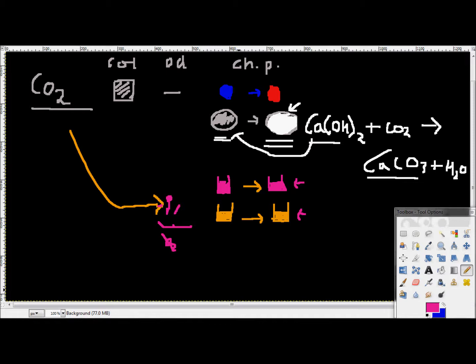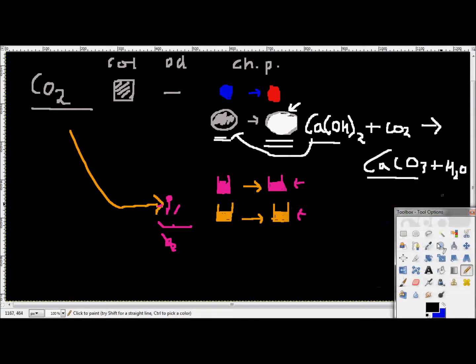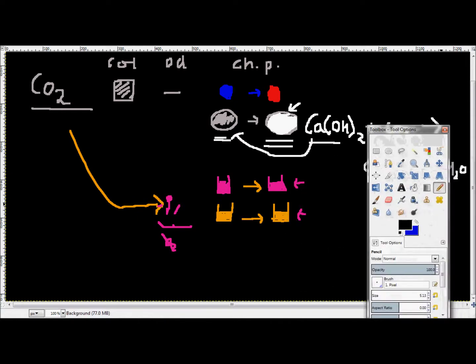Okay, that's all there is for CO2, but I'll be referring back to it in the next gas because these two are closely related. Just going to erase all this before we move ahead.